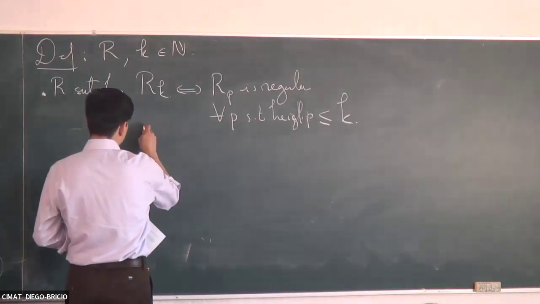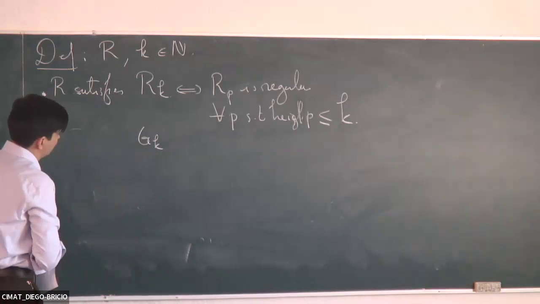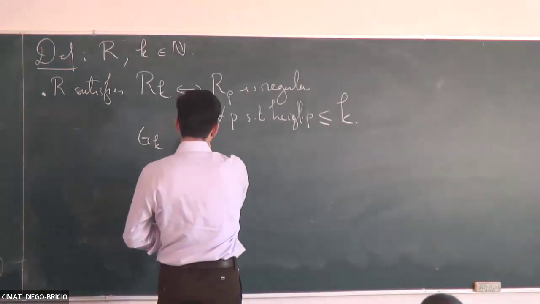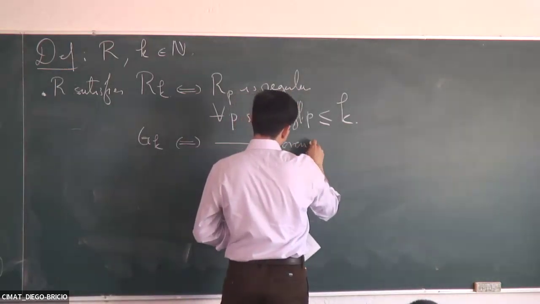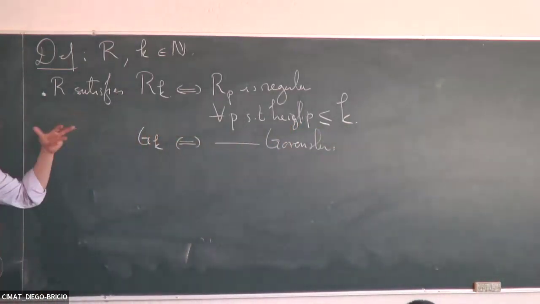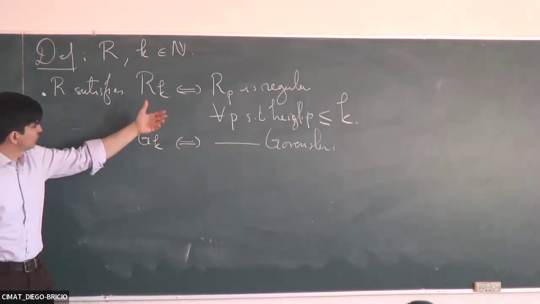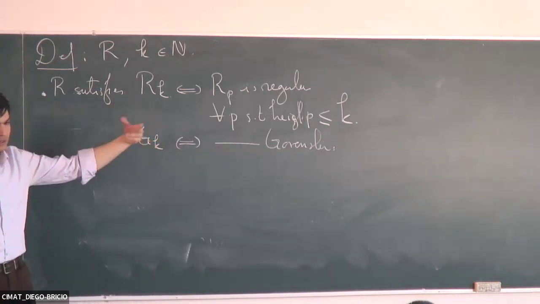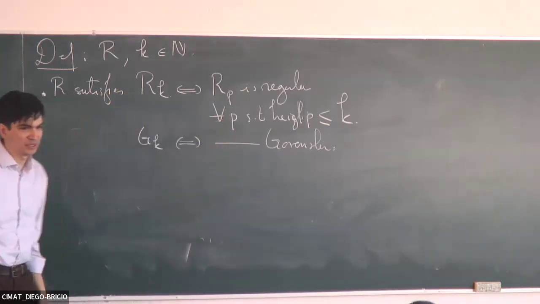So we also have GK, actually. I think it's going to be useful. GK, and it's the same thing. But instead of regular, what do you think you put here? You put Gorenstein. You also will hear people saying that this condition is equivalent to R being regular in dimension K. Because that's what it means. It's just an interpretation of that.